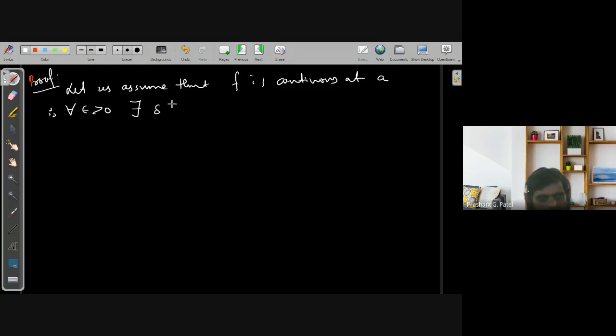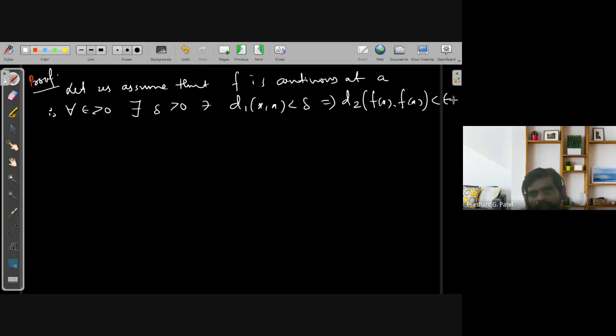So let us assume that f is continuous at A. So by definition, therefore, for every given epsilon greater than 0, there exists a delta greater than 0 such that d1 of x, a less than delta implies d2 of f of x, f of a less than epsilon.